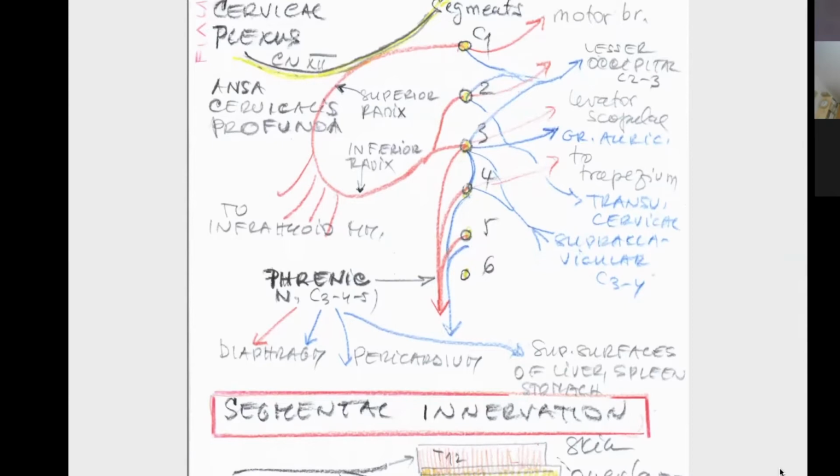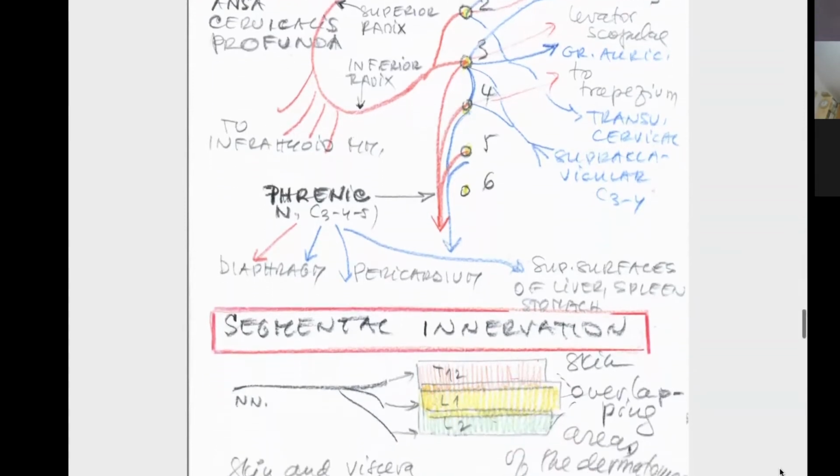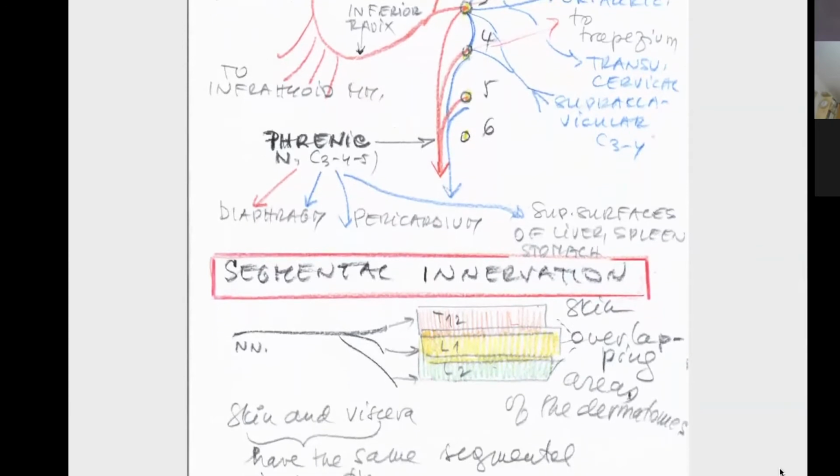The phrenic nerve also innervates the pericardium, and also on the right side we see the superior surface of liver, spleen, and stomach. Yes, because only small areas of these organs are covered by the peritoneum. That means also this peritoneum is innervated by the phrenic nerve. Very important nerve innervating the diaphragm.